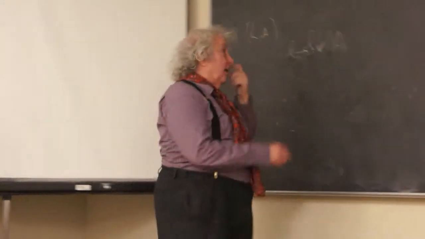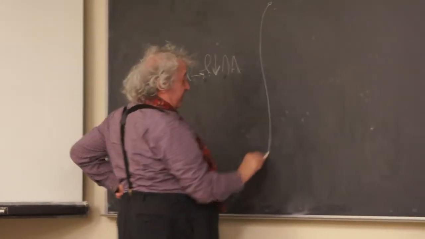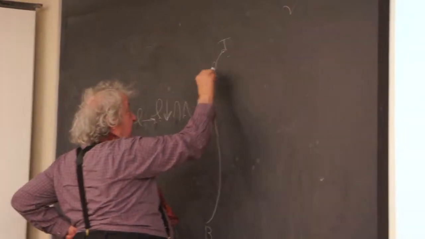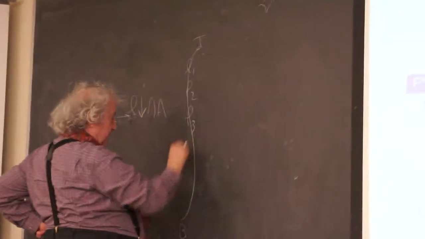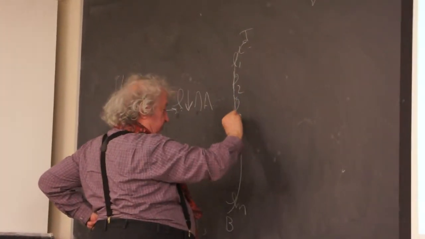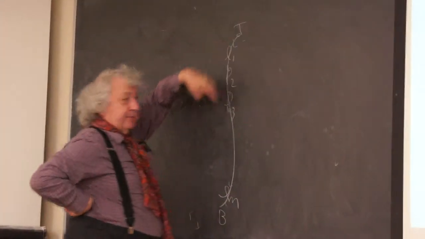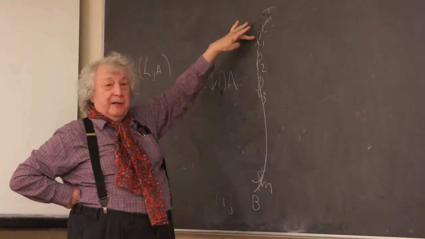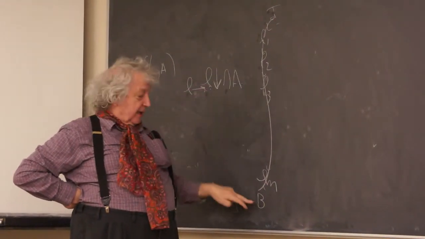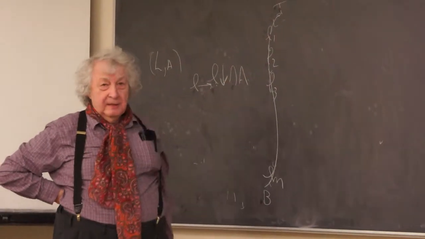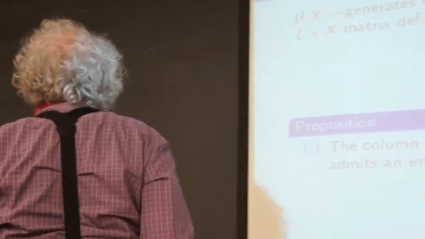Now, take a chain from the top to the bottom of the lattice, and take a maximal chain. That means you can't refine this. So T's at the top, then there's nobody between T and L1, nobody between L1 and L2, and so on, and you go to the bottom. The longest one of those is called the height of the lattice if you count edges.